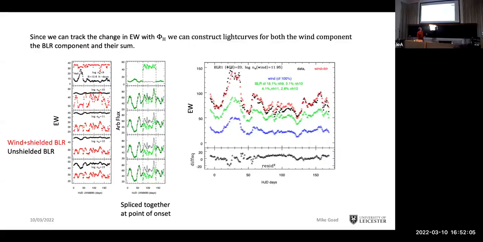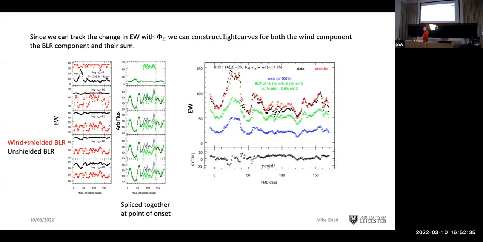We can actually look at what's going on here. In red, I have the wind-shielded BLR, and in black, I have the unshielded BLR, so assuming that the wind wasn't present. And so what I can do is combine the two. I measure their equivalent widths, I can convert that to a line flux, and I can splice them at the point of the anomaly to see if I actually produce an anomaly. And in 4 of the 5 cases, I do indeed produce the anomalous behavior.